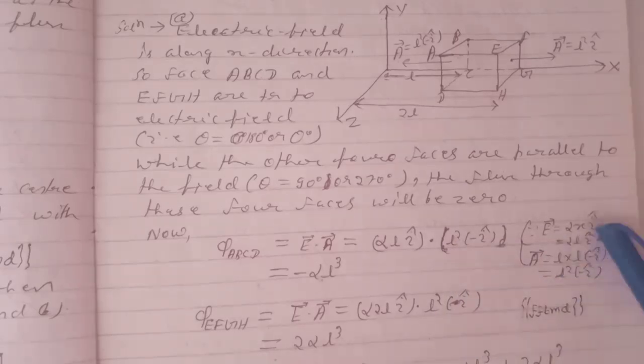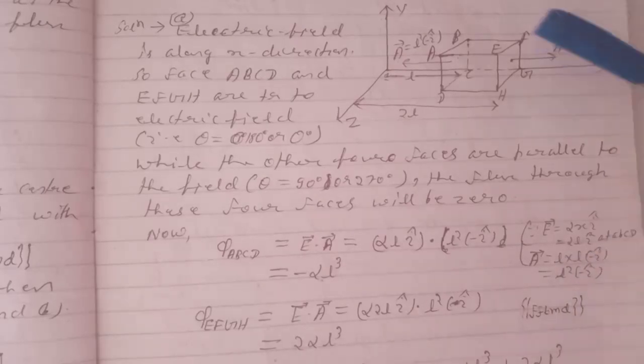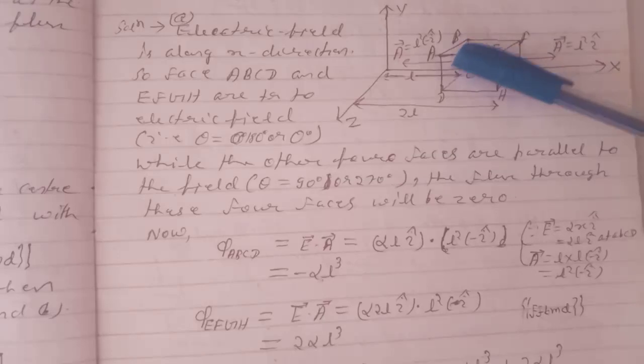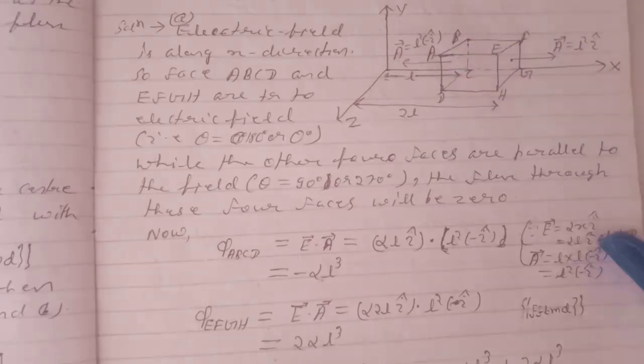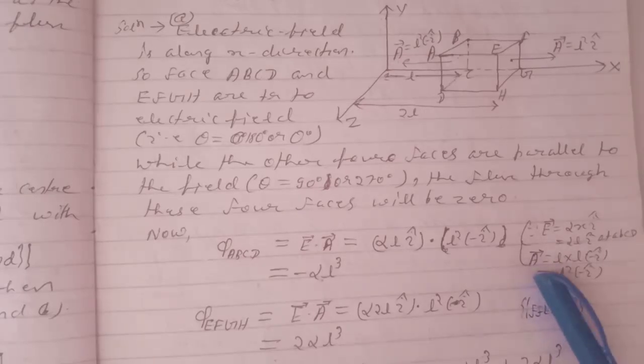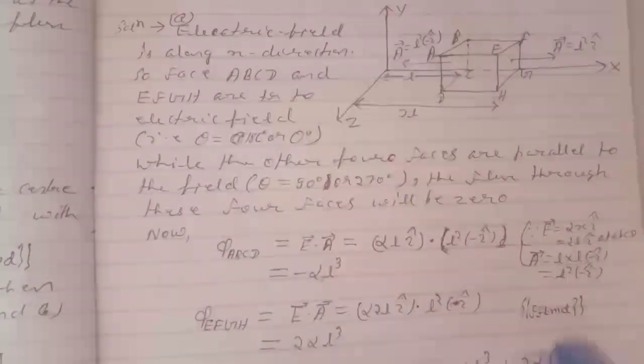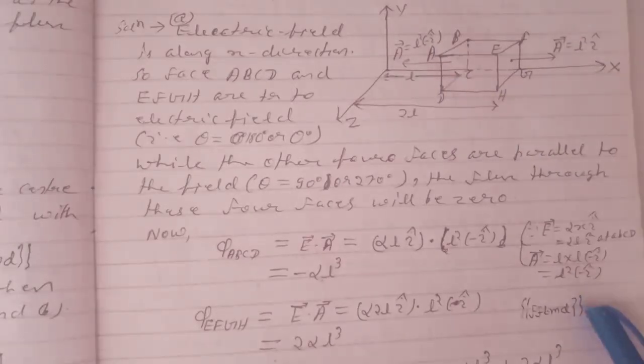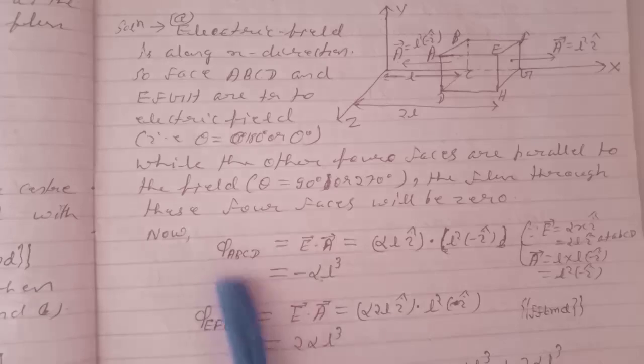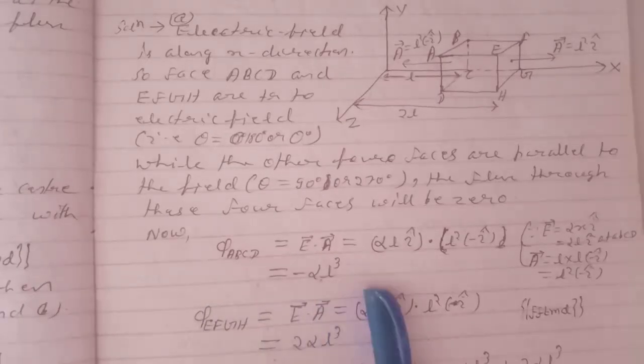Since E vector is alpha into x i cap, it equals alpha into L i cap at ABCD, because here x is equal to L, so we have put in x equal to L. And A vector is equal to L square into minus i cap, because the area at this point is in this direction and the side length is L. So phi ABCD will be minus alpha into L cube.